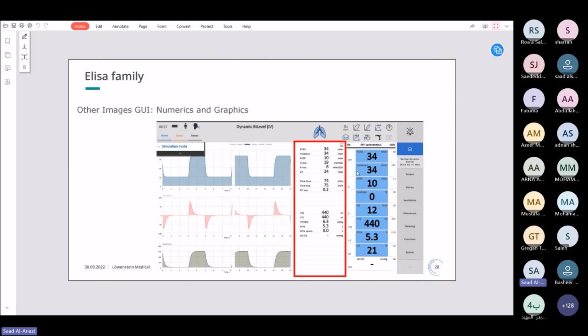We have on the left side the measurements for the patient. You can select the most common measurements that you are focusing on. And we have here the external measurements, which can be for the mechanics, lung mechanics.